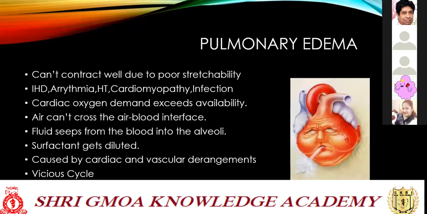Right. The next topic is pulmonary edema. The problem is that cardiac muscles can't contract well due to poor stretchability. The reasons for that are ischemic heart disease, arrhythmias, hypertension, cardiomyopathy, and there may be infections as well. The problem is that cardiac oxygen demand exceeds the availability. As a result, there is hypoxia and acidosis. Air can't cross the blood interface, so there is no carbon dioxide and oxygen gas exchange. Fluid seeps from the blood into the alveoli. As a result, there is fluid inside the alveoli and no place to exchange the gas.